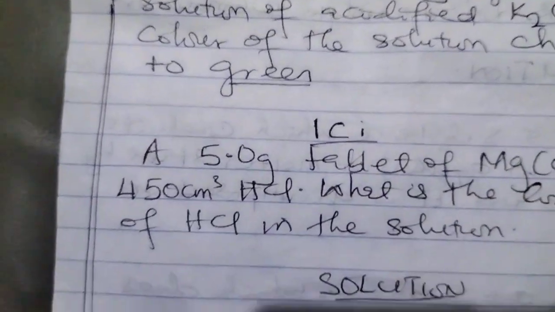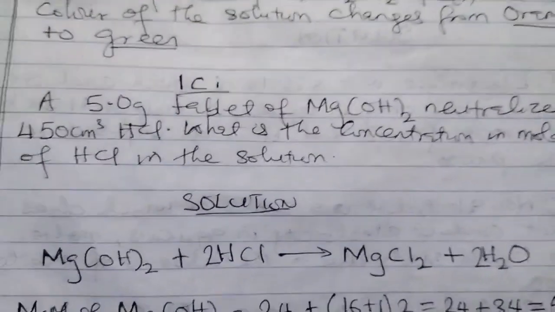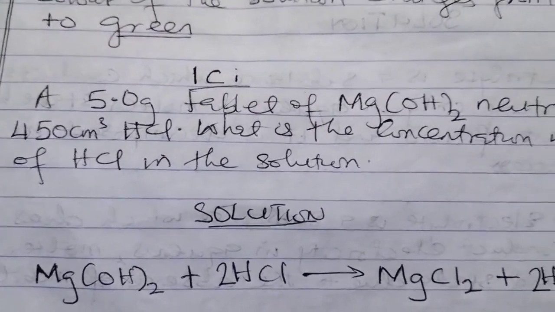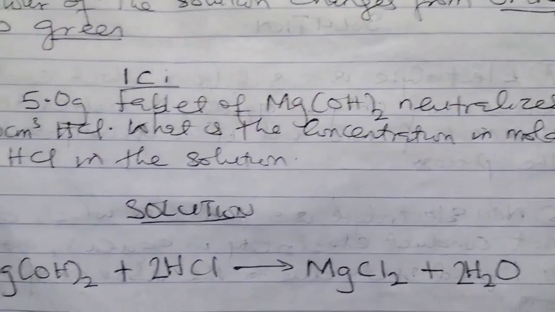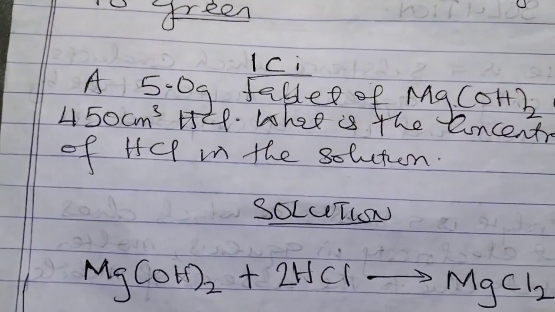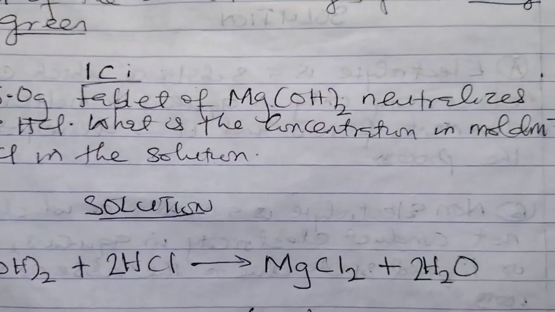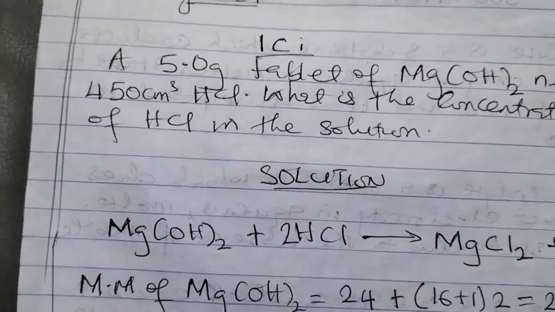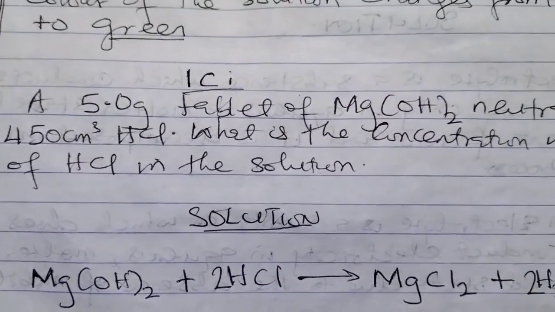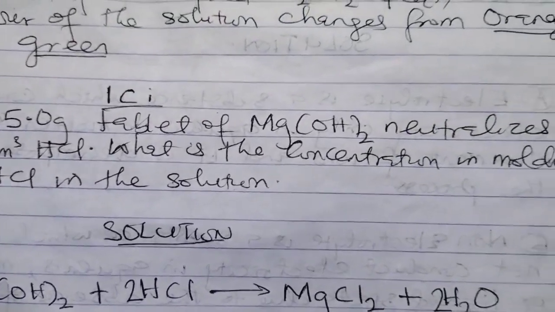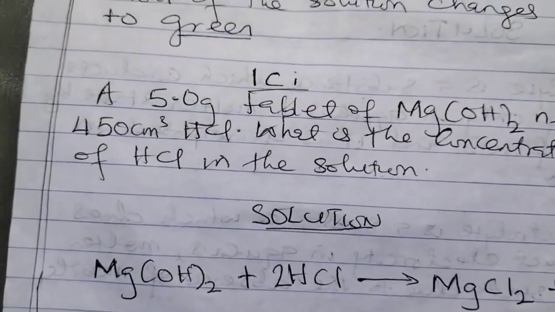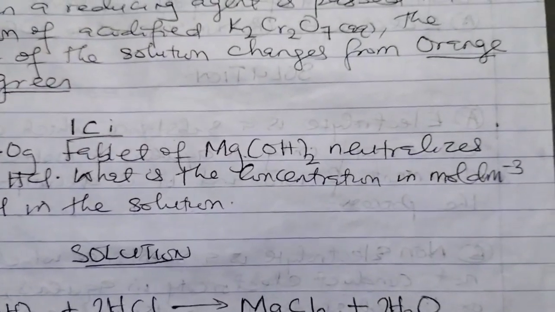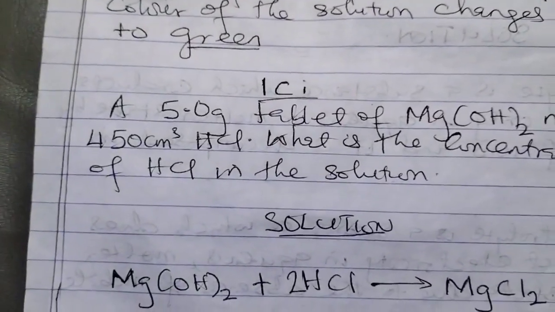We go to 2B(i) that says a 5.0 gram tablet of magnesium hydroxide neutralizes 450 cm³ of HCl. What is the concentration in mole per dm³ of HCl in the solution?